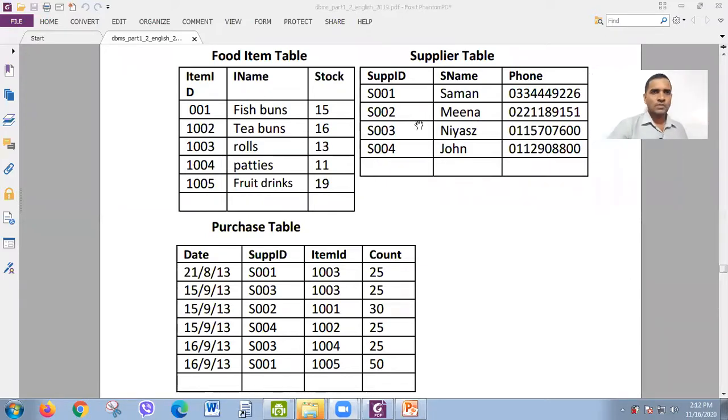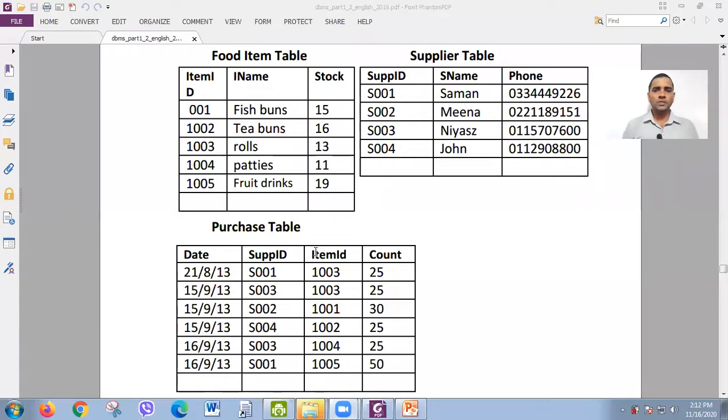Various suppliers can supply them. So supplier details are saved in another table. You can't save all of them in a single table, right? So you have another table. You know, canteen purchases the items from the supplier, right? So that's the reason why we have another table called purchasing table.